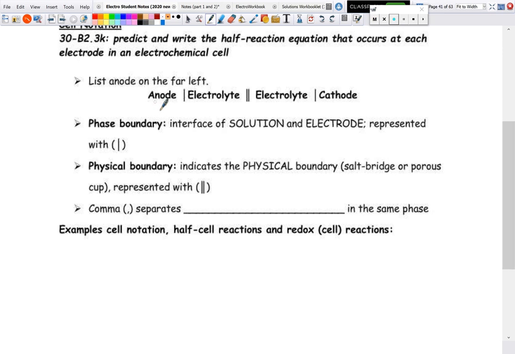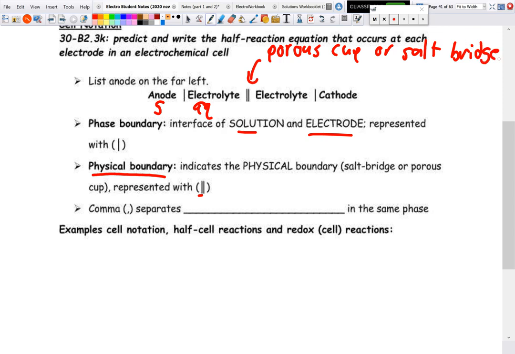So how cell notation works, we always start with our anode to the furthest left, so that's our solid. Then we have our aqueous solution or our electrolyte. Now, we'll notice that this little single line right here is a phase boundary, so that is the interface of solution and electrode. That's it. Whereas we get that double line right here, this indicates the physical boundary. So this can either be our porous disk or salt bridge. Then we have our other electrolyte solution, and of course our cathode is our solid. So that is kind of how this will always look.